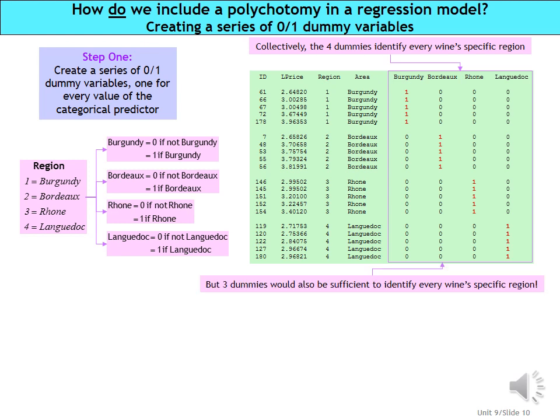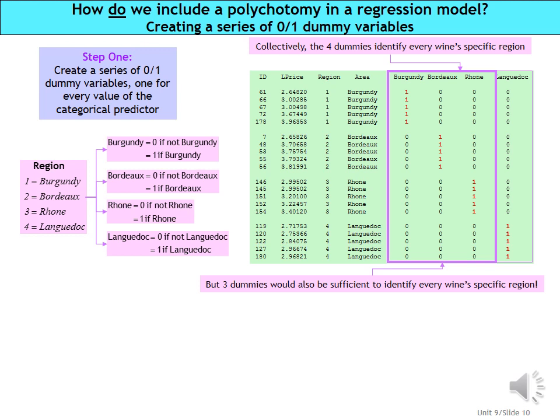But on the other hand, 3 dummy variables would also be sufficient to identify every one specific region. So if we focus on these 3, and we only analyze these 3 variables, if this is 1, the rest is 0, so I know that this is Burgundy. If this is 1, this is Rhone. If all of them are zeros, it's going to be Languedoc. I don't need the fourth variable indeed.